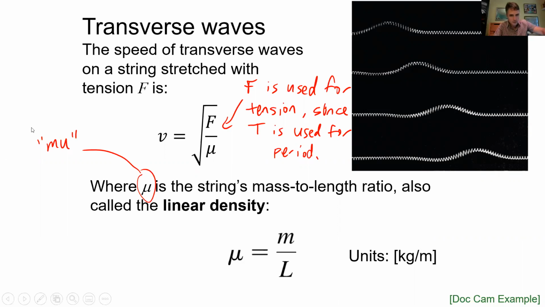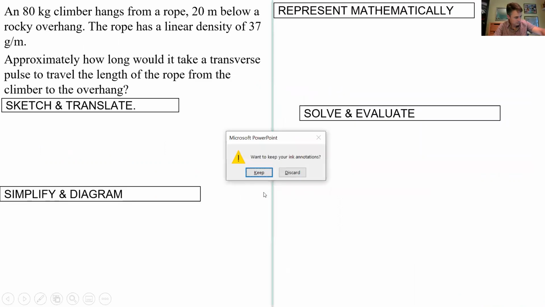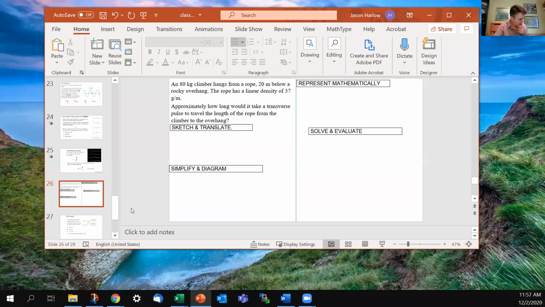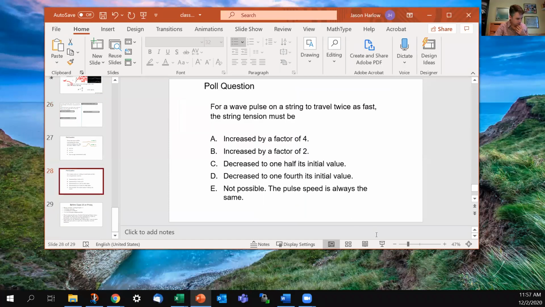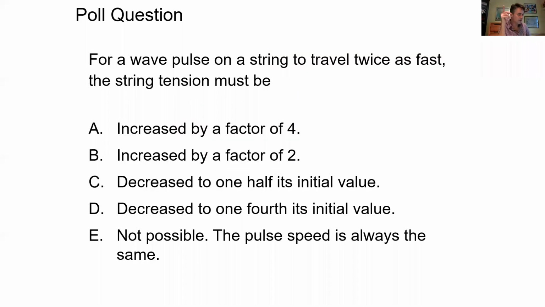So let me do one quick question for you. I'll do an example on Friday, actually, on Crazy Friday, but let's do this one as a poll. For a wave pulse on a string to travel twice as fast, how should you adjust the string tension? Should you increase it by a factor of 4, increase it by a factor of 2, decrease it to a half of its initial value, decrease it to a fourth of its initial value, or is it not possible? The pulse speed is always the same no matter what the tension is. Let's do a poll.